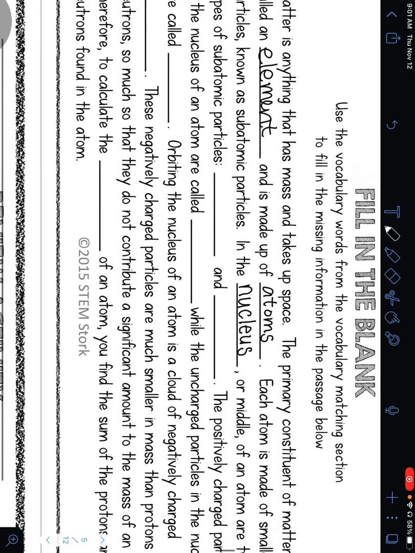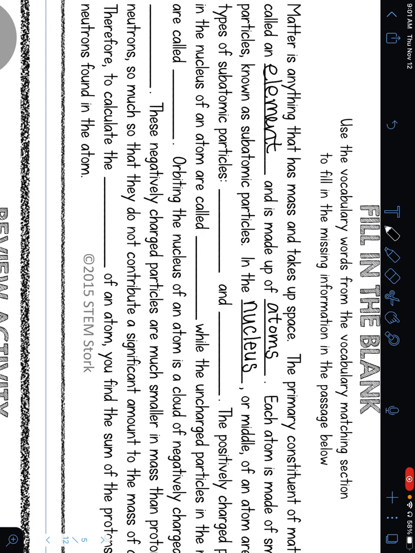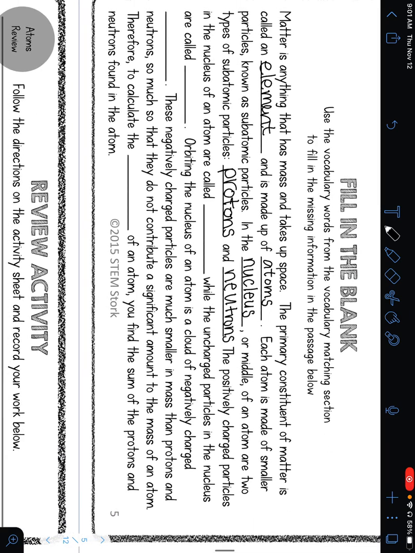In the nucleus of an atom are two types of subatomic particles. What are the two types of subatomic particles that are at the center of an atom? Do you guys remember? Protons and neutrons are at the center of an atom. The positively charged particles in the nucleus of an atom are called protons. Remember, protons are positive. While the uncharged particles in the nucleus are called the neutrons. Remember, neutrons are neutral.